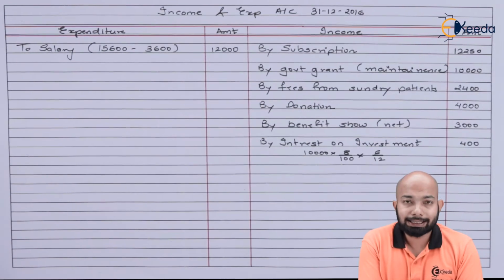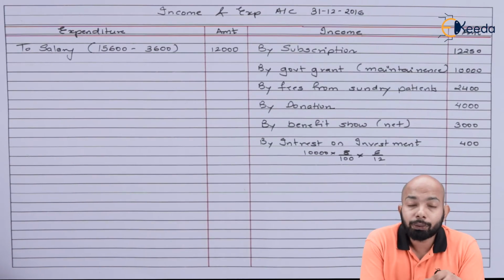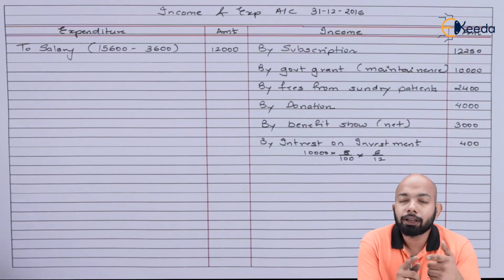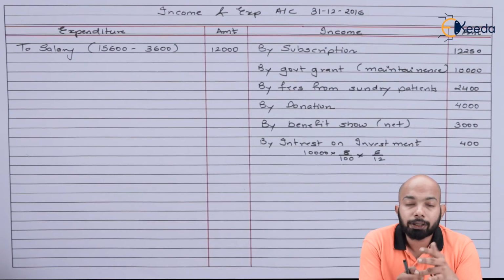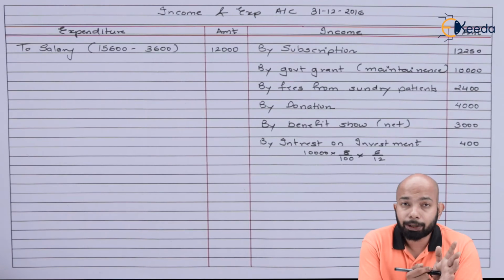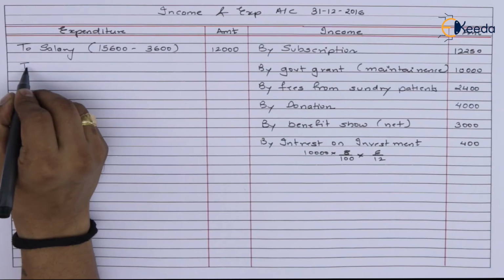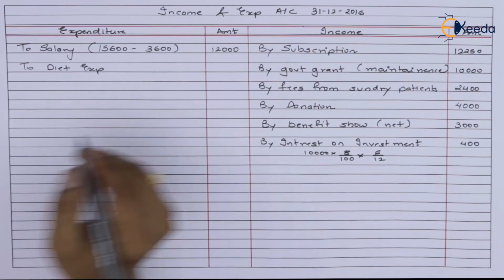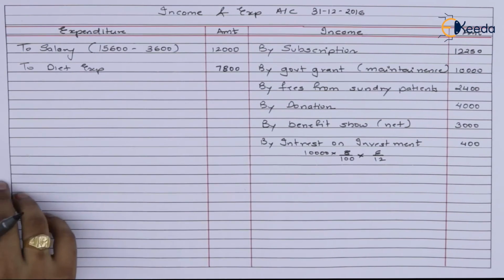Now let's mention the next expense. As we are preparing the income and expenditure account, only revenue expenses are supposed to be taken into consideration. No capital expenses. Like if you have purchased a building, not to be mentioned. If you have purchased hospital equipment, not to be mentioned, and so on. So the electricity bill is there. Yes, we can mention that. So the next expense will be the diet expense, which has been mentioned at the original price, that is 7,800, as there is no adjustment related to it.